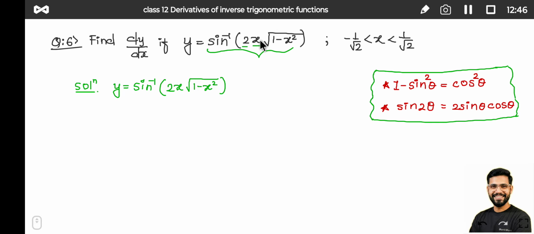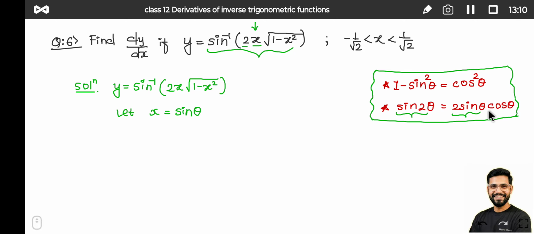So to solve this we'll use substitution. Let x is equal to sin theta. Why is it sin theta? Because if you put sin theta here, we will get 2 into sin theta, and the square root of 1 minus x square is nothing but cos square, so the root will be cos theta. So we have the formula of sin 2 theta, which is 2 sin theta into cos theta. To use this, we are using x is equal to sin theta. Because sin inverse is outside, we have to think about the formula of sin 2 theta or sin 3 theta.